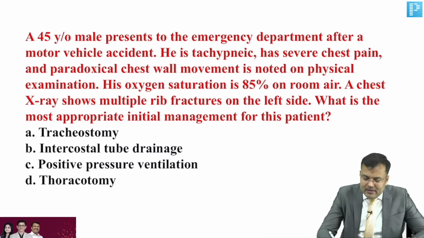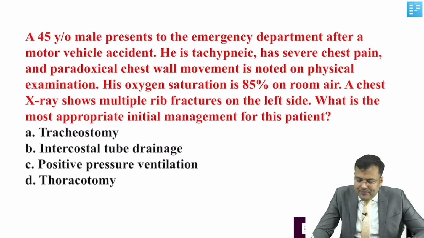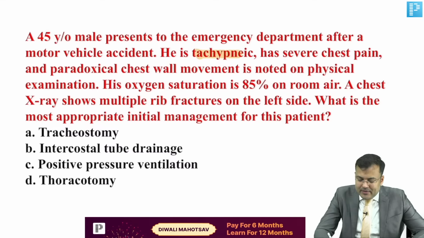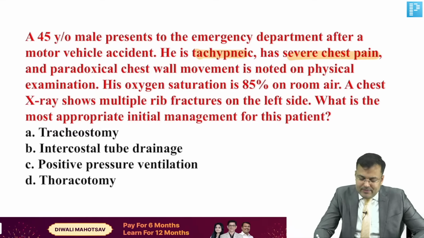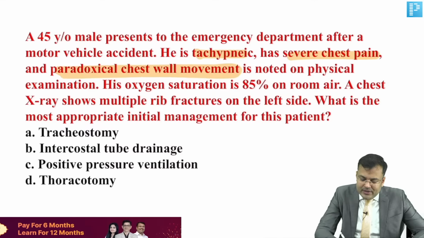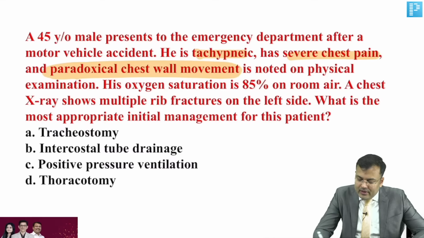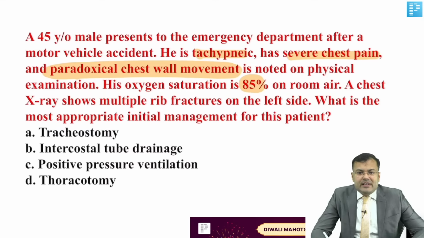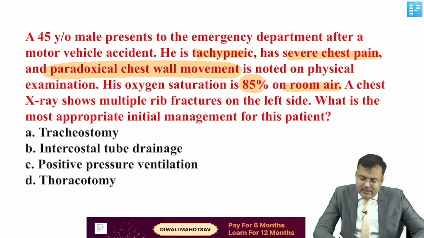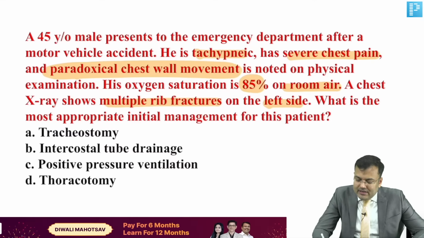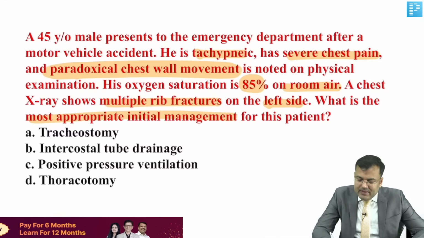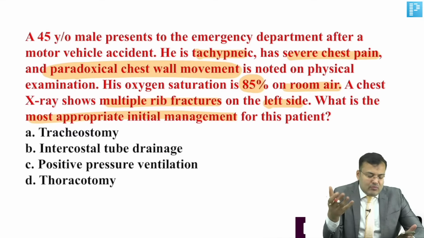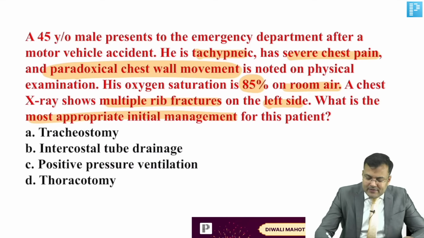Now, this question, where majority of you are going to do the mistake. Read the question, guys. A 45 year old male presents to the emergency department after a motor vehicle accident. He is tachypneic, has severe chest pain and paradoxical chest wall movement. Remember paradoxical. Oxygen saturation is 85%. Patient is having respiratory failure. A chest X-ray shows multiple rib fractures on the left side. What is the most appropriate initial management since the patient is having flail chest? Paradoxical chest wall movement, flail. So, guys, it is flail chest.